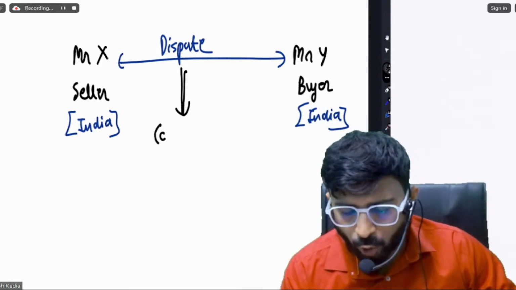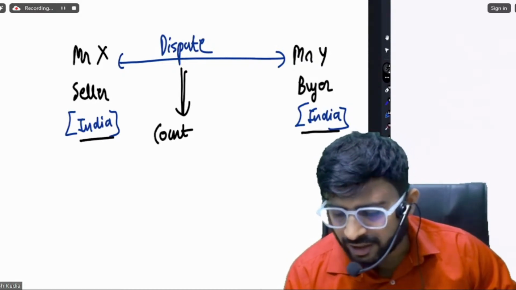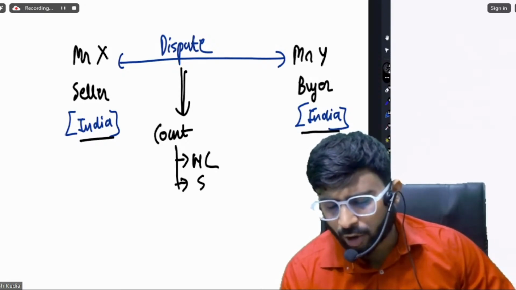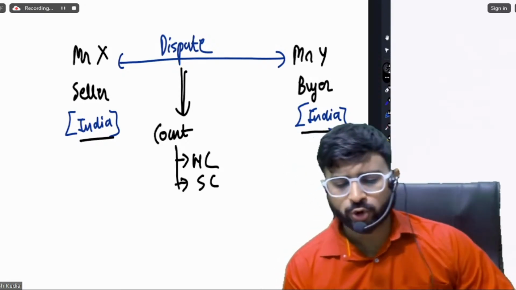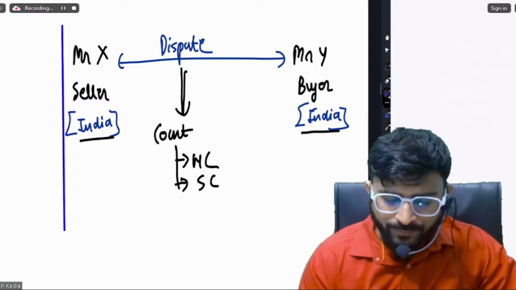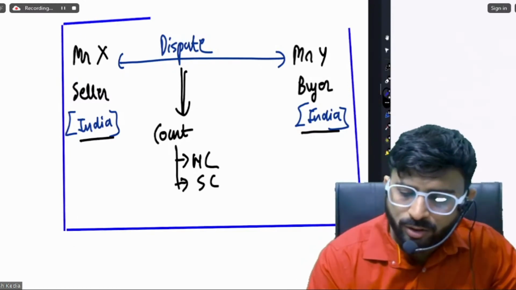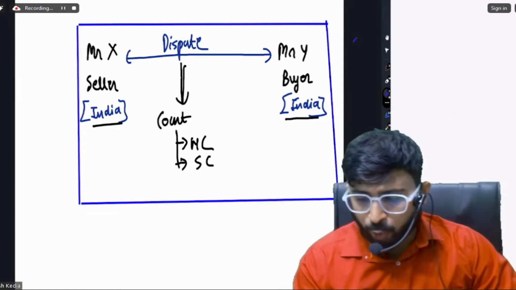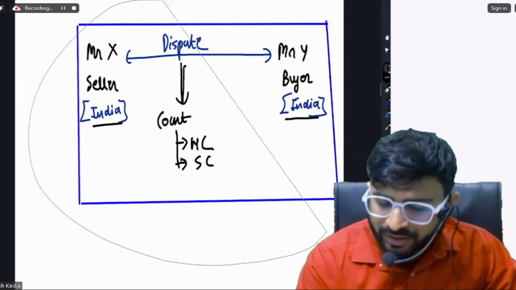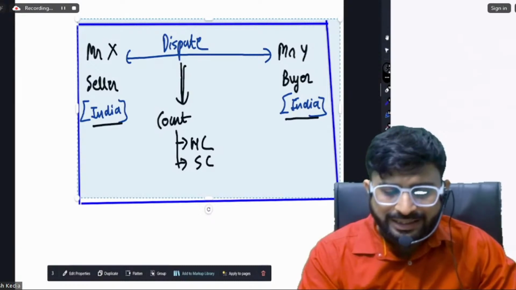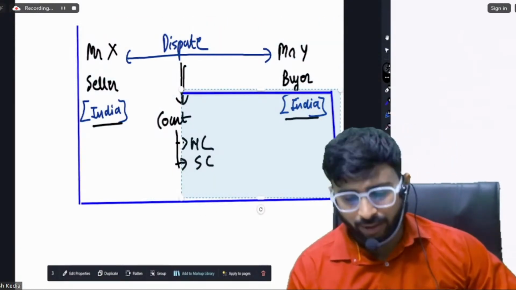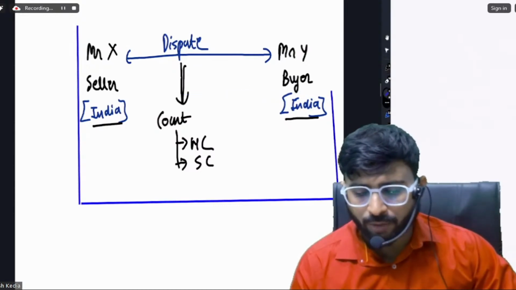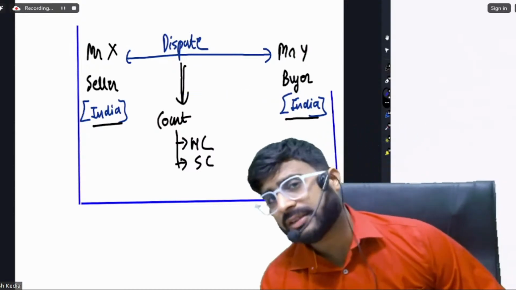Of course, they will go to the court because both are in India. Very good. They can go to the High Court or Supreme Court depending on where they are staying, assuming the dispute is that big. But this was the scenario if both the members were from India. Then this would be an ideal scenario.